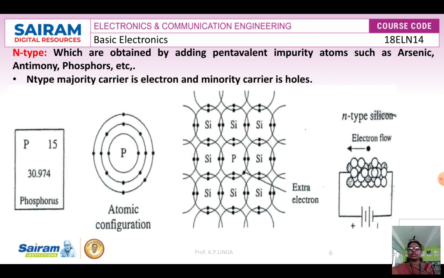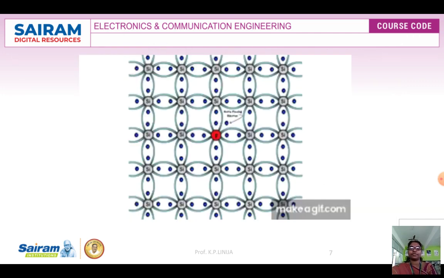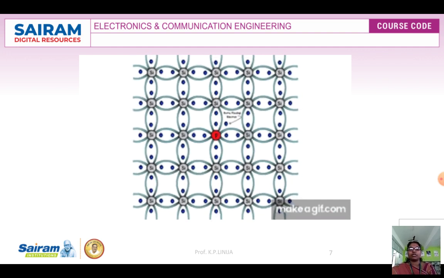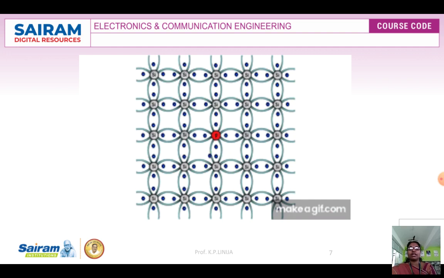Coming to phosphorus, the symbol is P and the atomic number is 15. Along with the silicon semiconductor material, we have added an impurity called phosphorus. The symbol of phosphorus is P. Now in the crystalline structure you can see it clearly. This is the animation showing how the impurity is added and how the N-type semiconductor is obtained.